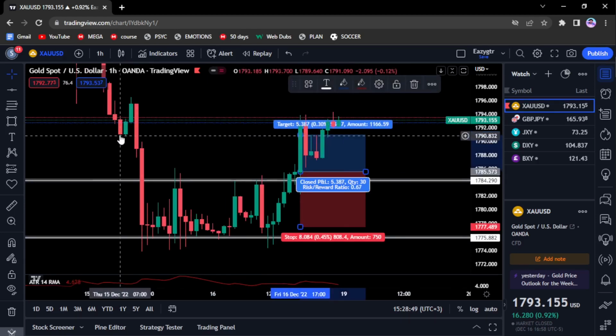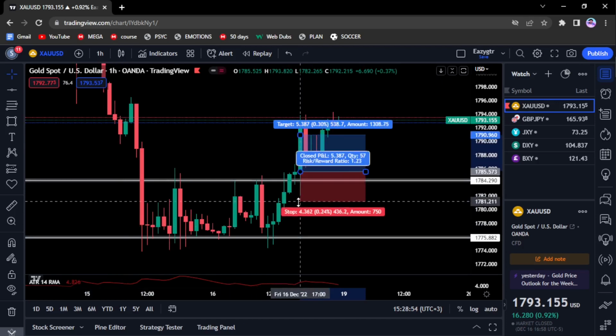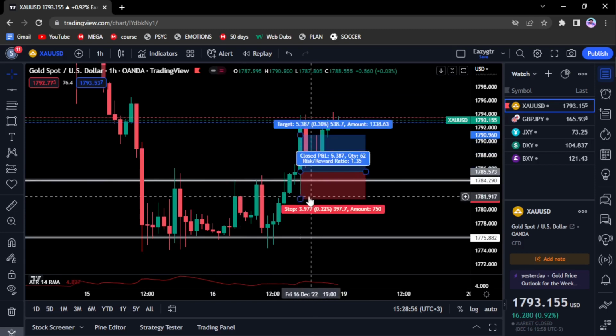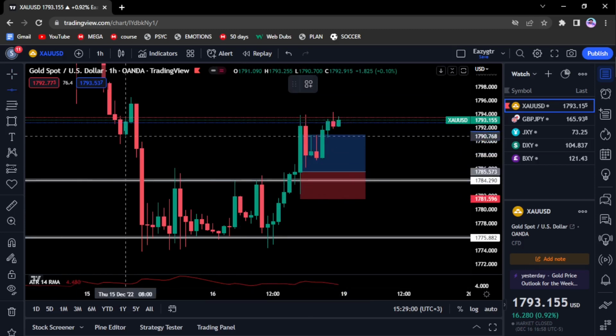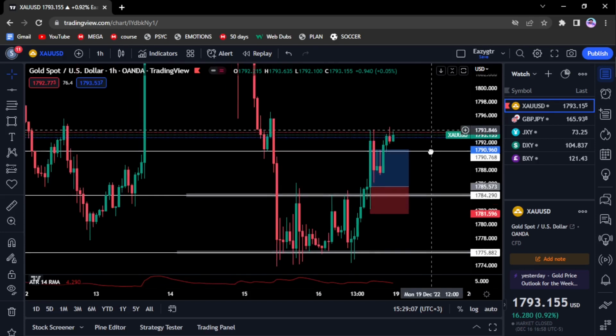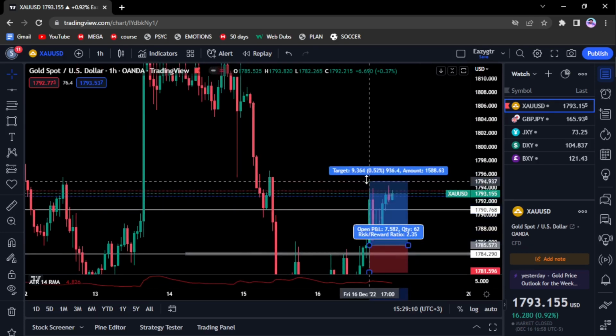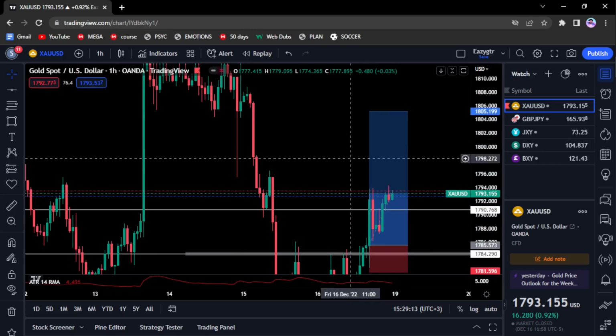and have my target at around here. This is the next point of interest. Stop loss, have it below the previous candle around there. Then this would be where I'd take my first take profit, take maybe 80% of the trade, leave 20% running for our next target. So this would be our second target, then finally our third target.